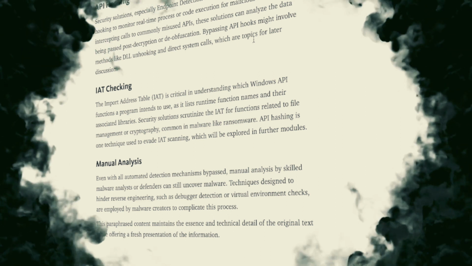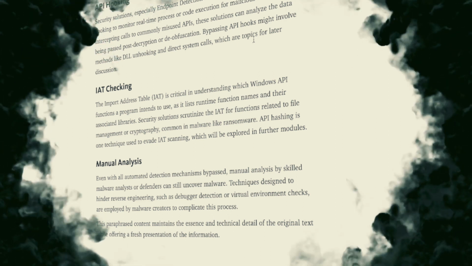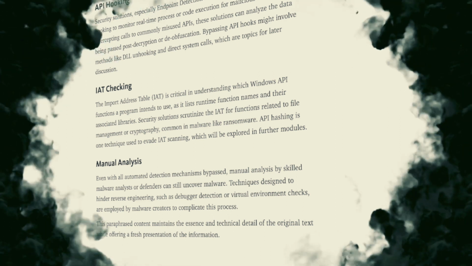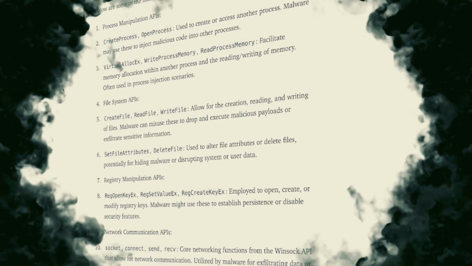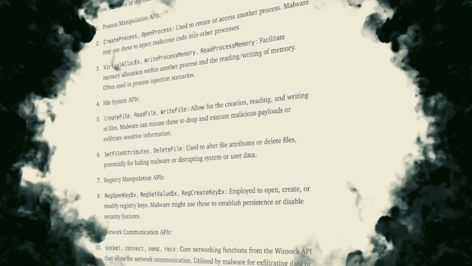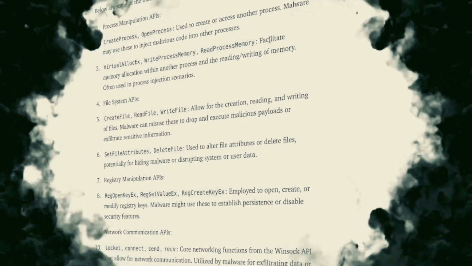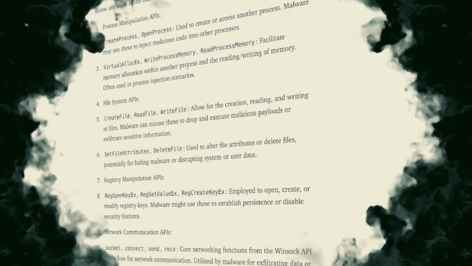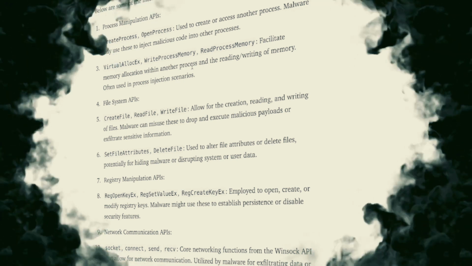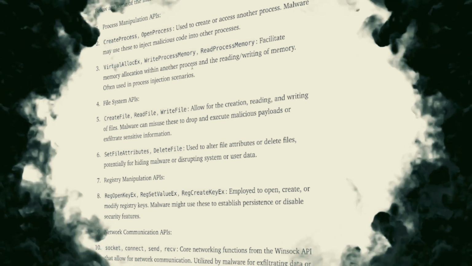Okay, so first we have process manipulation APIs. These are used to create or access another process. Malware may use these to inject malicious code into other processes. VirtualAllocEx, WriteProcessMemory, and ReadProcessMemory facilitate memory allocation within another process and the reading and writing of memory, often used in process injection scenarios.